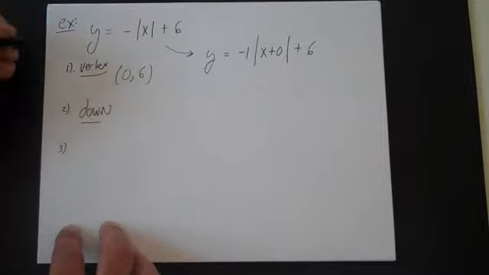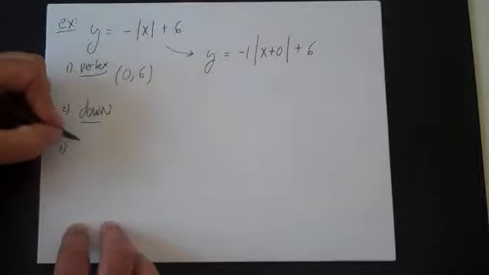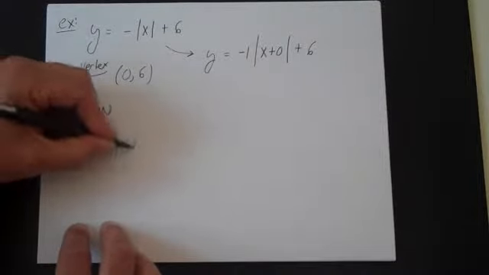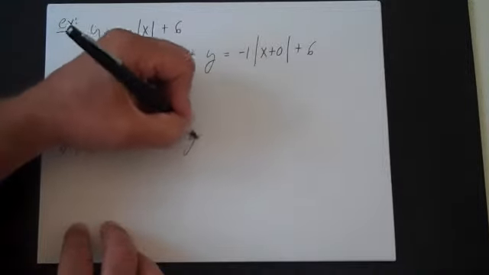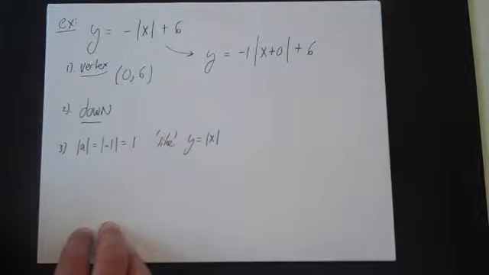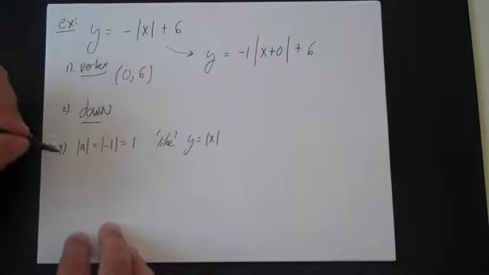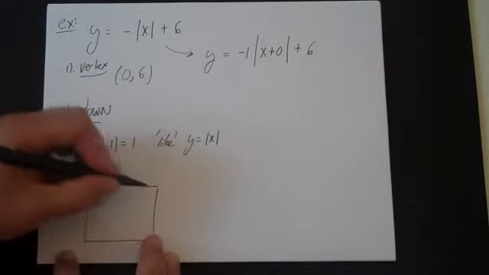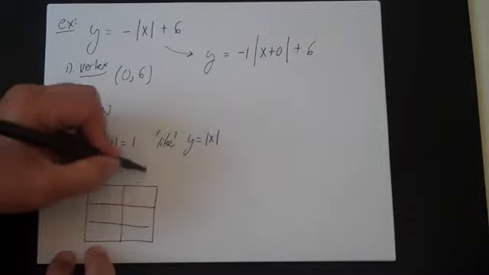And next, is this narrow or wide? It's going to be neither, because the absolute value of a is equal to the absolute value of minus 1, which is 1. So this is like y equals absolute value of x. So the only thing that you need to do now is a table of values. Put x here and y here.